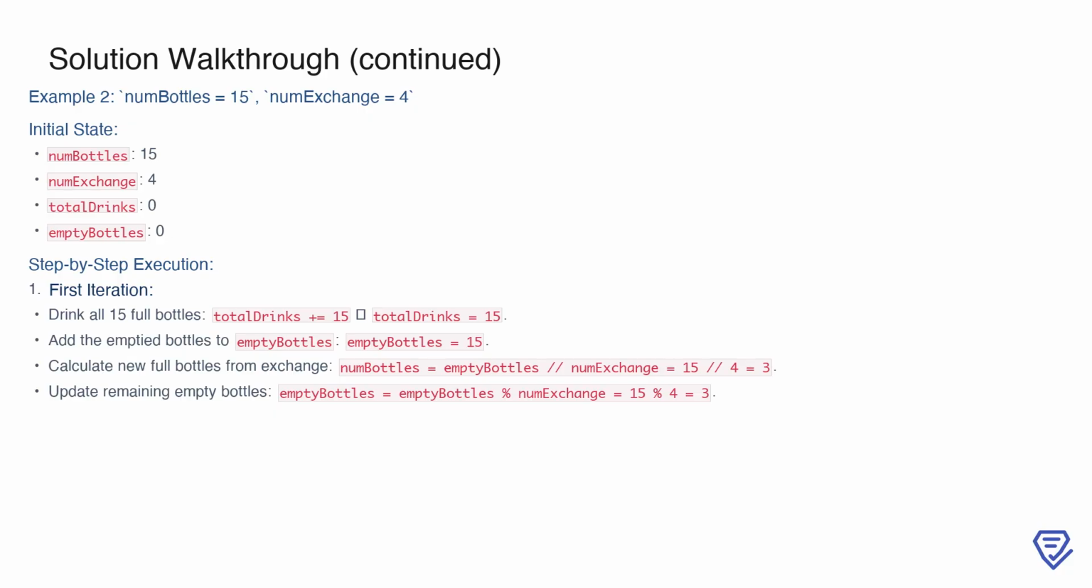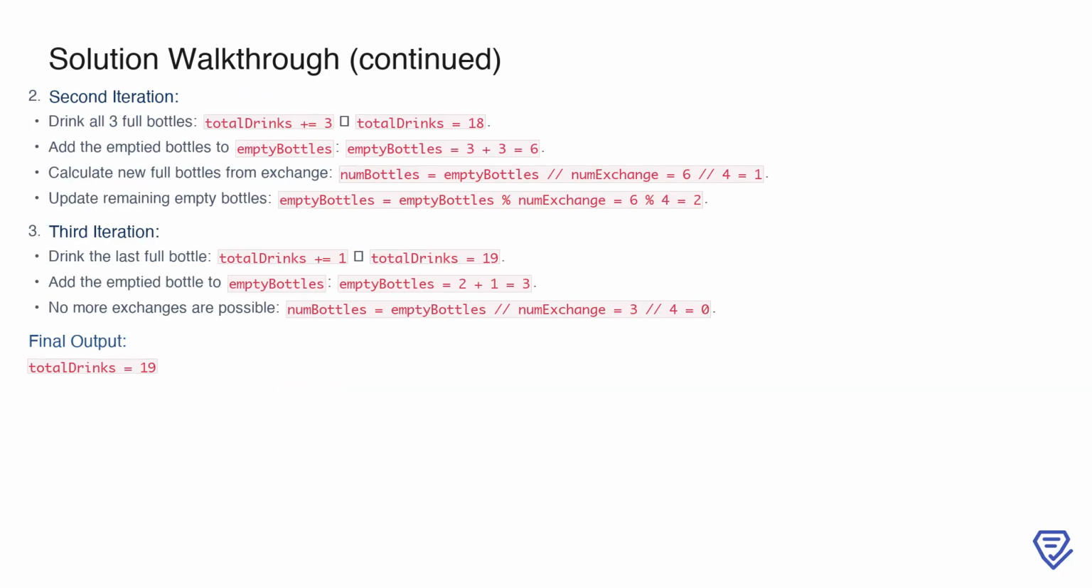after the exchange. In the second iteration, we drink all 3 of the new full bottles. This increases the total drinks to 18. The 3 empty bottles from this round are added to the 3 leftover empty bottles from earlier, making a total of 6 empty bottles. Using the exchange rate of 4, we trade these 6 bottles for 1 new full bottle, with 2 empty bottles remaining after the exchange.